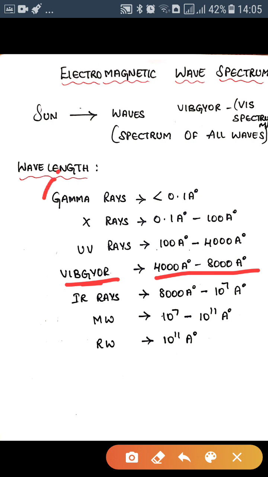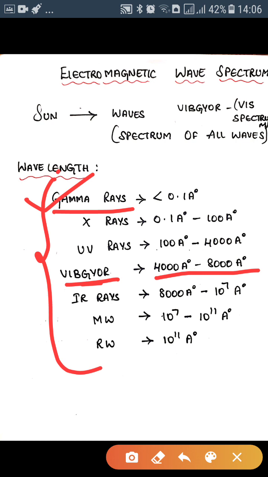So what is the importance of these wavelengths? Gamma rays, where can we see these gamma rays? Gamma rays we mostly see in detection of various conditions that are happening in our body. In hospitals they use these gamma rays for treating cancer. Next, X-rays: we all know that to know about any fracture we use these X-rays.